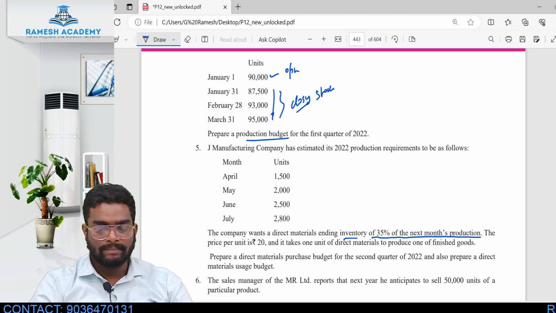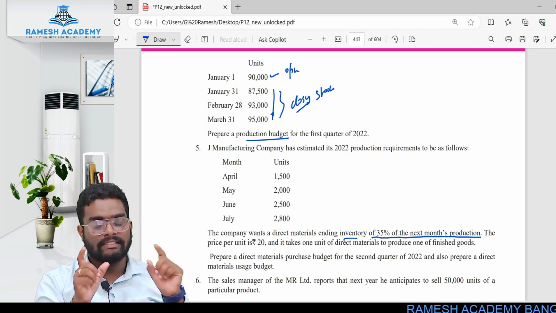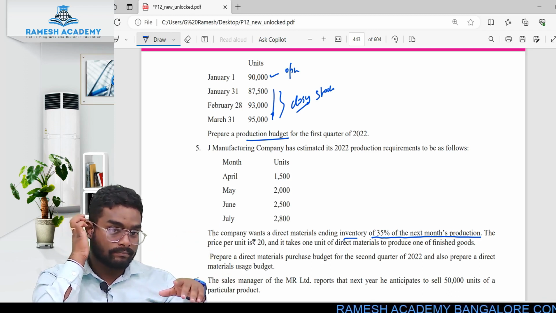So that's it, very simple. The price per unit is 20 and it takes 1 unit of direct material to produce 1 unit of finished goods. This is 1 to 1. Please be careful. In the exam they may give that 1 unit may require 2 kg. Then you have to multiply for direct materials.